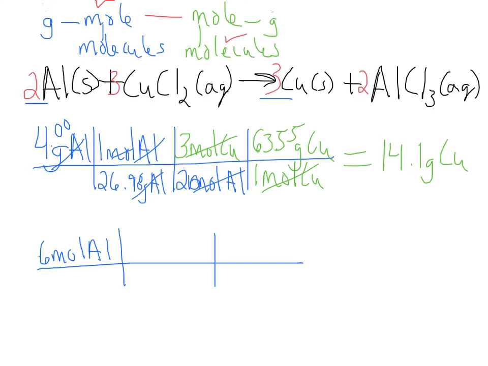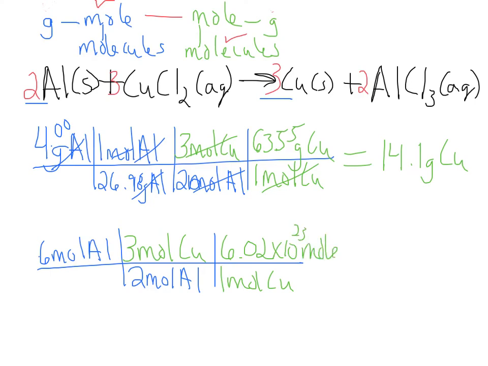Okay, so first step is to convert moles of aluminum to moles of copper. So again, that comes from the coefficients of our balanced equation. You can do any two compounds. We could do copper chloride to aluminum chloride. Okay. So from our equation, 2 moles of aluminum is equivalent to 3 moles of copper. And then what we're going to do next, we're going to go from moles of copper to molecules. So 1 mole of copper is 6.02 times 10 to the 23rd molecules.